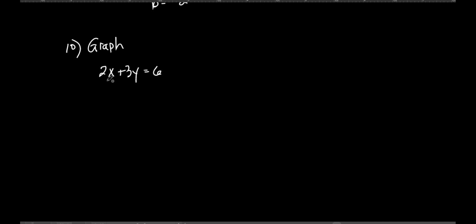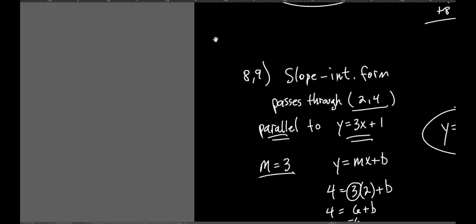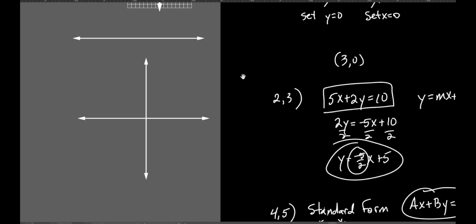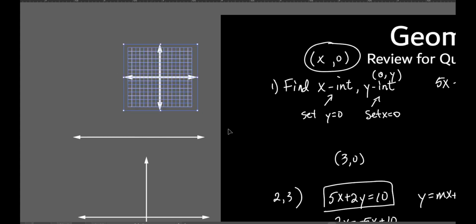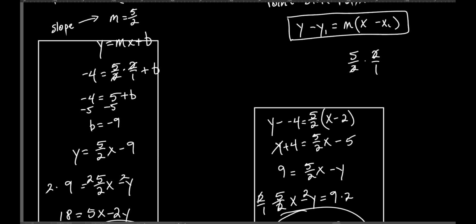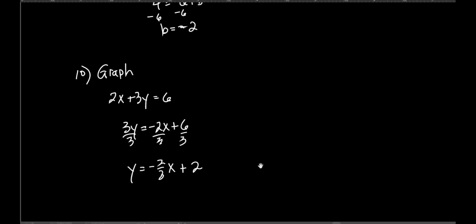So if I was to do this, I would move the 2x over here. So I get 3y equals negative 2x plus 6, agreed? Divide everything by 3. y equals negative 2/3 x plus 6 over 3, which is 2. But I got to graph it, don't I? So let's come over here and get a graph so it looks kind of nice, even though time's running out.